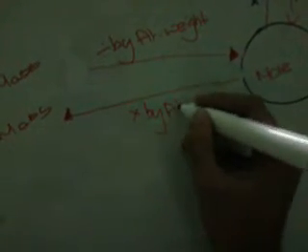If the examiner asks to find moles and you are given mass, then mass divided by atomic mass, and the result is in moles. If moles are given and you have to find the mass, then multiply by atomic mass. Simply memorize this figure, then you don't need to memorize the formulas.